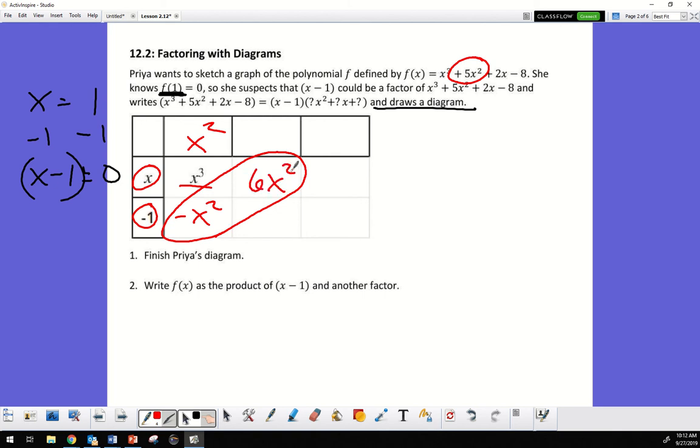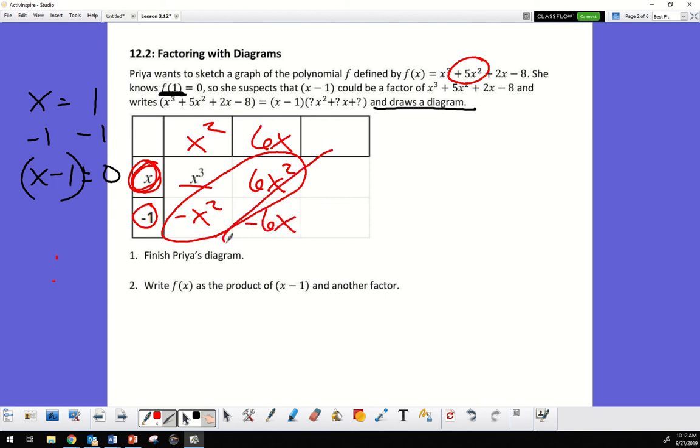Now to get 6x squared, let's go back to this side. What am I going to have? 6x, right? So it's positive 6x. There we go. And now we're working our way down. So 6x times -1 is -6x.